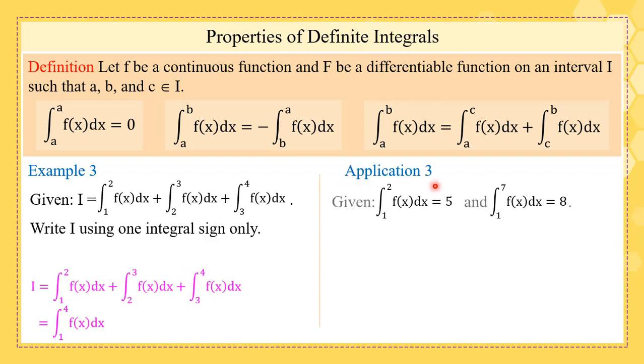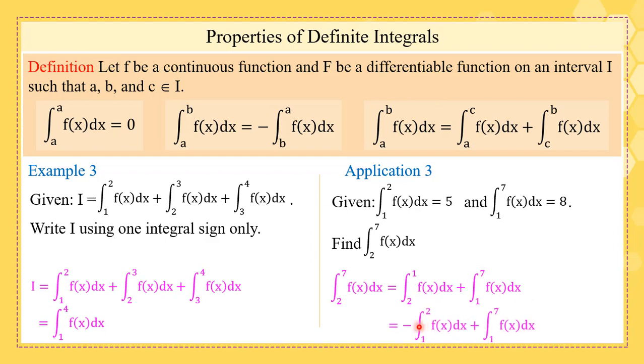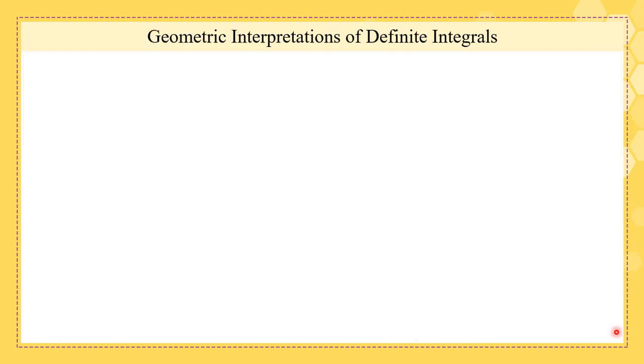Application 3. Given integral 1 2 of f of x dx equal 5 and integral 1 7 of f of x dx equal 8, find integral 2 7 of f of x dx. Pause the video, then solve. Solution: integral 2 7 of f of x dx equal integral 2 1 of f of x dx plus 1 7 of f of x dx, which is equal to minus integral 1 2 of f of x dx plus integral 1 7 of f of x dx equal minus 5 plus 8 equal to 3.